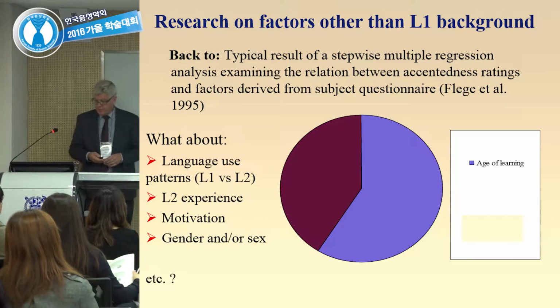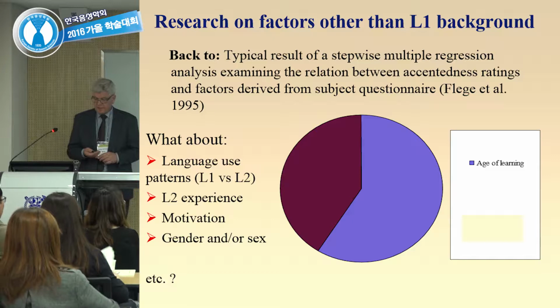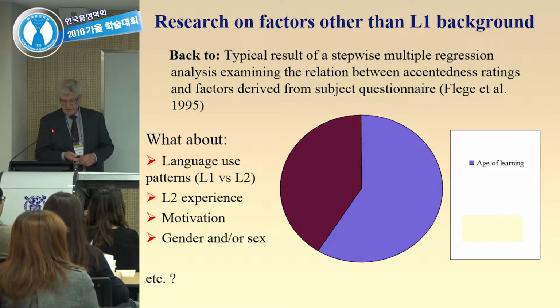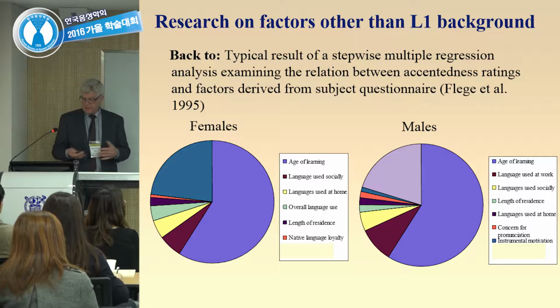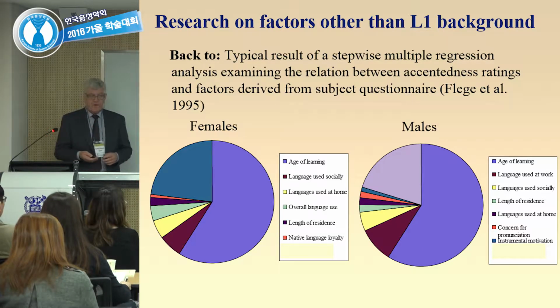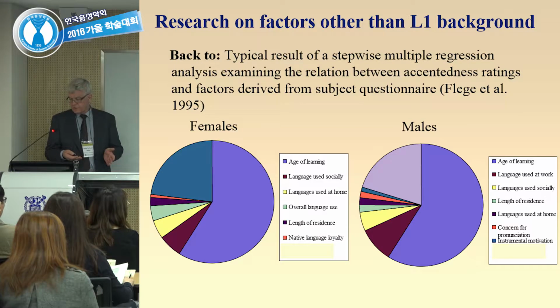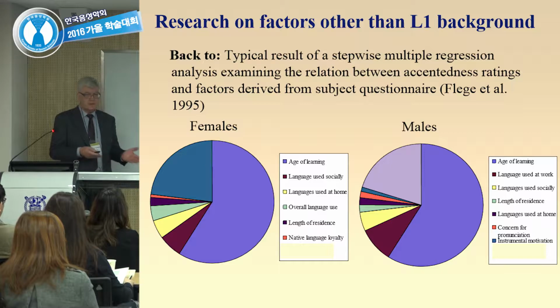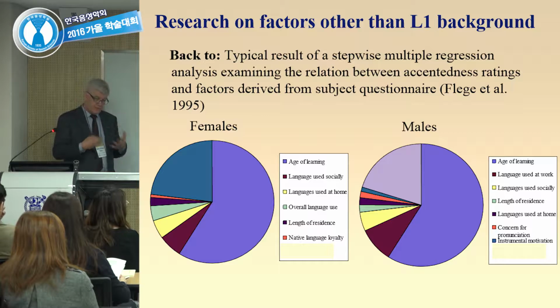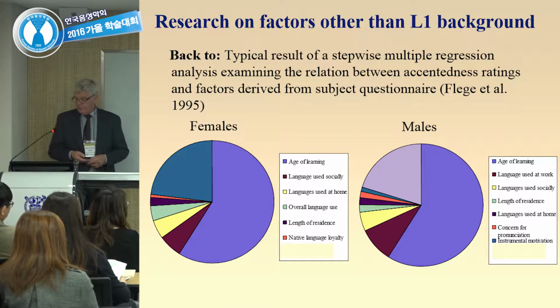Okay, you've seen that before. What about language use patterns, second language experience, motivation, gender and sex? Let's take females and males separately, and what we find is the next important factor is language used socially for females, language used at work, and that is the language use factor. Then the next most important factor is language used at home or language used socially for males. Again, language use is important. Is it Korean or English? Is it Italian or English? Then comes overall language use, whether you use language very much in your job, for example. And for males, it's length of residence.